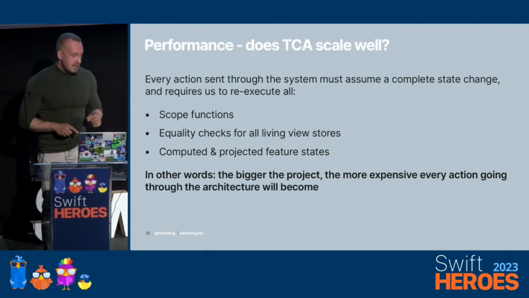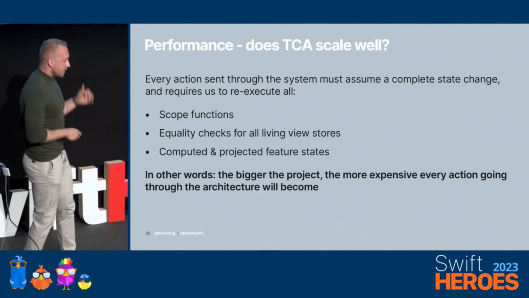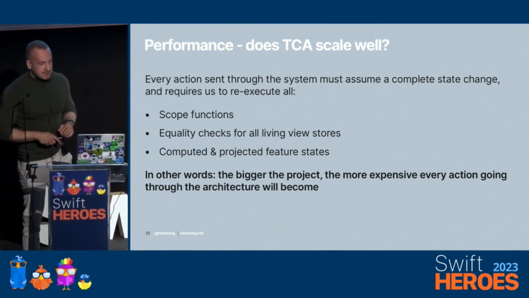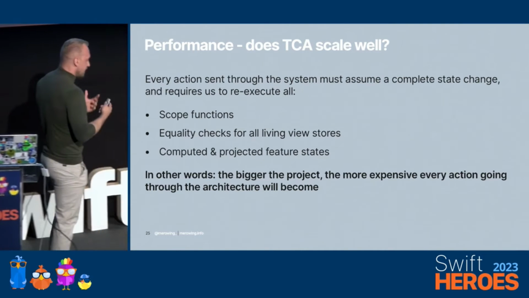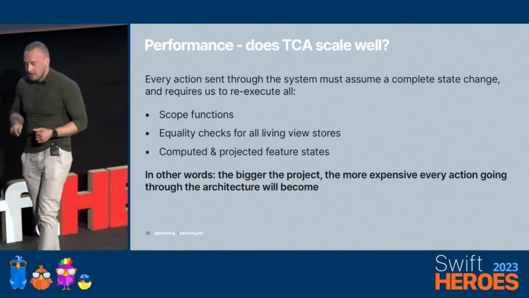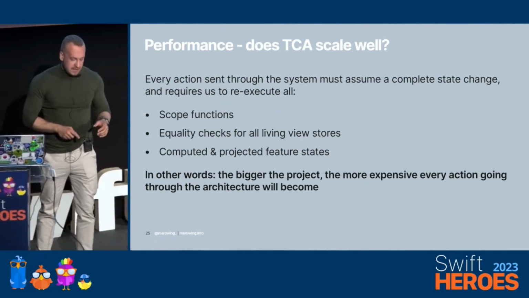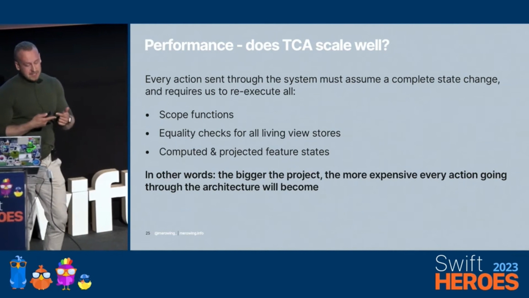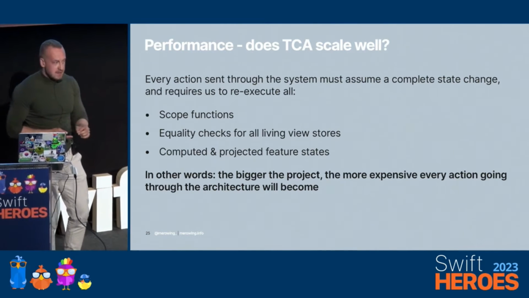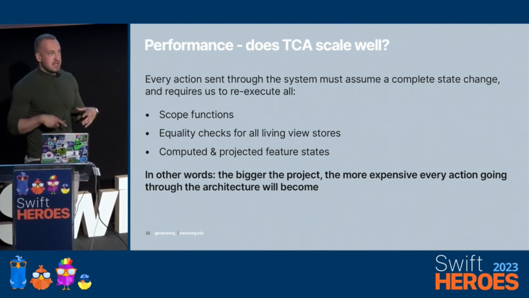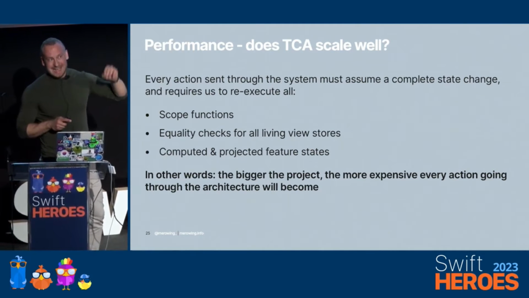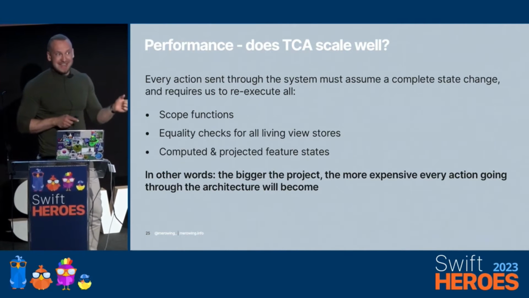The biggest issue and the hardest to solve in TCA, other than the boundaries, which is a big problem in larger code bases, is performance. So as you saw in the graph, every state mutation in TCA is an action. It has to be an action-centered system. And if you looked closely at the way Shai was writing the code, when he declared state, he made it Equatable, but that is not actually the requirement of TCA. TCA doesn't actually require you to make your state Equatable, and that has the side effect that every action being sent through the system has to assume that your state has mutated.